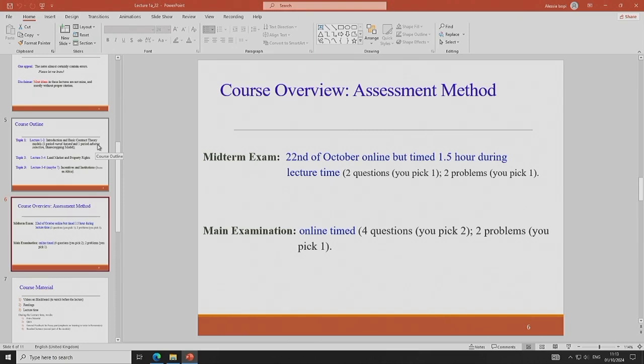Maybe something you know already, but worth repeating, is that the midterm test accounts for 30% of the final grade. So the 70% will be the final exam. Any other question? There was another question here. No? All good? Great.